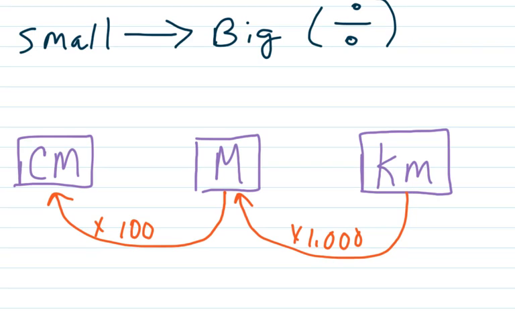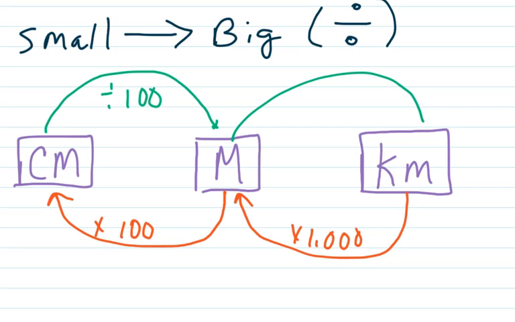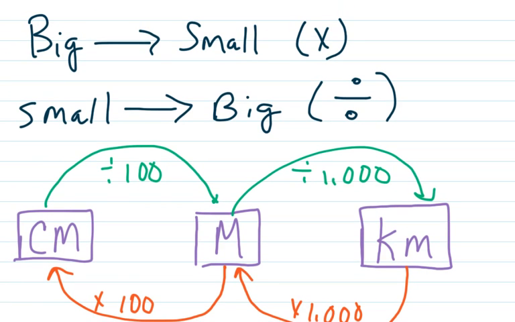On the opposite end, if we're going from centimeters to meters, small to big, you divide by 100. In the same case, meters to kilometers, small to big, you divide by 1,000. And that is the end of our lesson on converting customary and metric units of length.